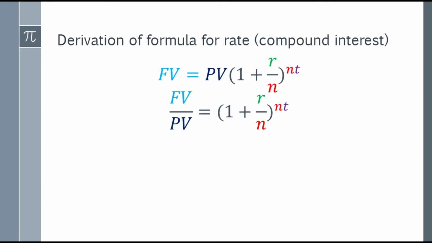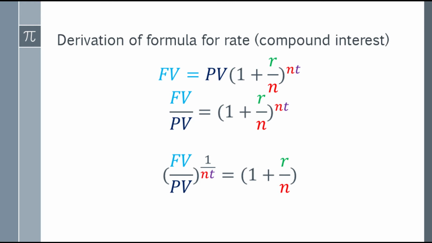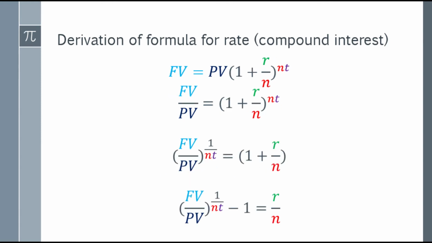Next one. Kailangan mong gawin dito, sa left side of the equation, 1 over NT na siya. Yung exponent niya ay 1 over NT. Mag-cancel out na yung exponent na NT dun sa kanan na equation. So, matitira na lang sa kanan ay the quantity 1 plus R over N. Next one, lipat mo lang naman yung 1. Yung nasa kanan na 1, lipat mo sa kaliwa, so minus 1 na siya. So, mawawala na yung 1 dun sa kanan. So, magiging FV over PV, tapos parentheses, exponent is 1 over NT, minus natin ng 1. Is equal to R over N.